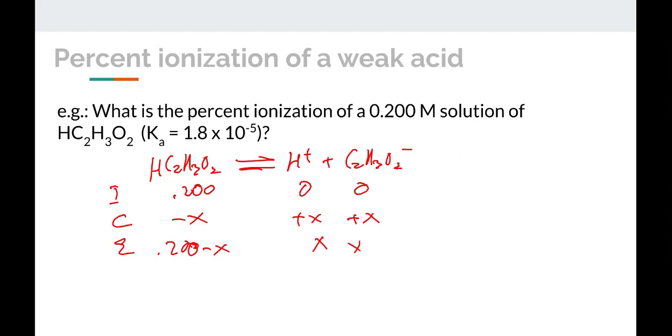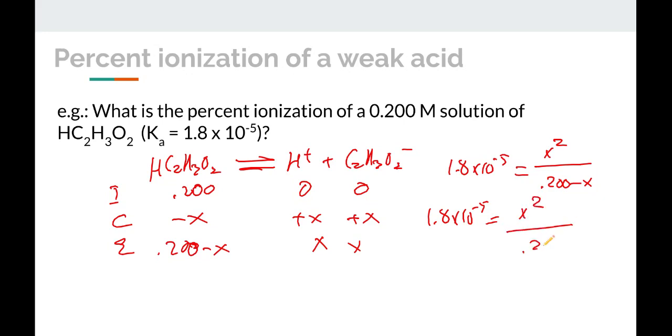So Ka, which is 1.8 times 10 to the negative 5, is equal to, in the numerator, H+ concentration times C2H3O2− concentration, which is just x times x. In the denominator, 0.200 minus x. 10 to the minus 5 is pretty small, so I'm going to say 1.8 times 10 to the negative 5 is equal to approximately x squared over 0.200.